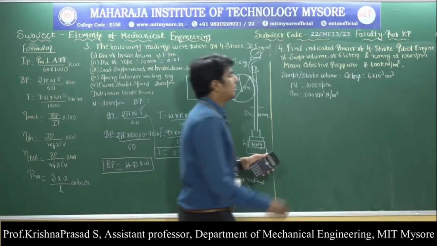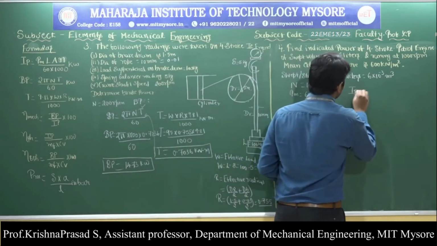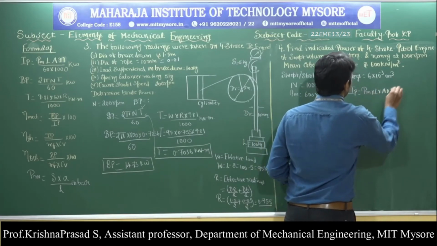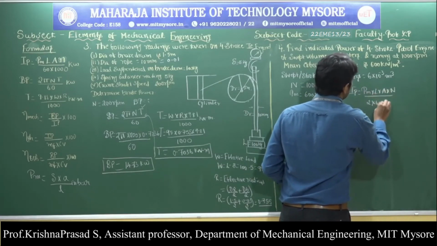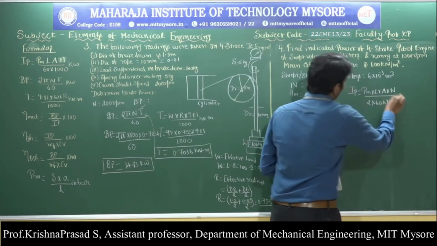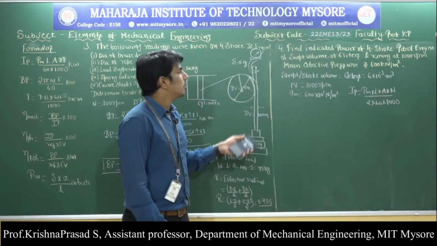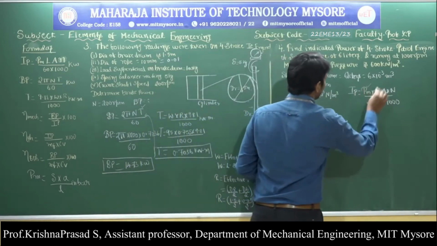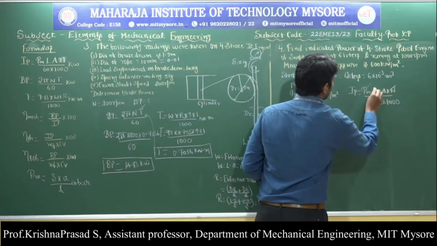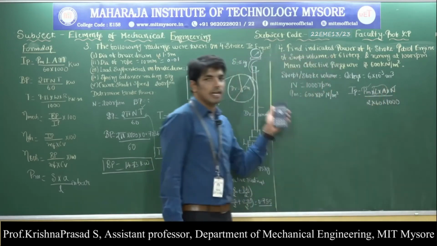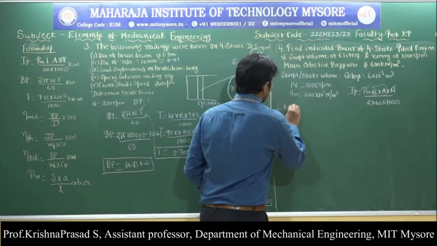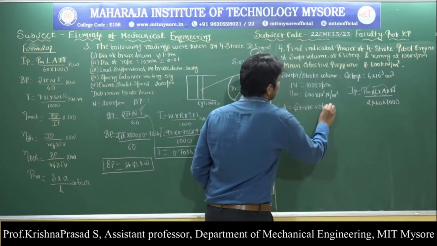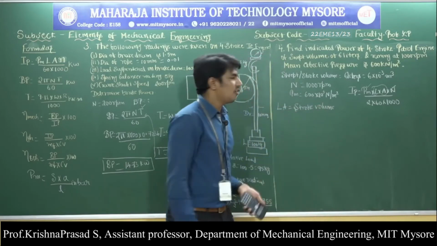Here I need to calculate the indicated power of the 4-stroke engine, that is PM into L into A into N divided by 2 into 60 into 1000 for a 4-stroke engine. Okay, so here I need to calculate the indicated power. We know PM and we know N, but what is L into A? L into A is nothing but the stroke volume, and that is directly given, that is 6 into 10 to the power of minus 3.